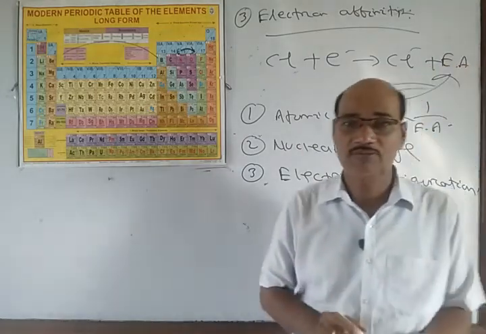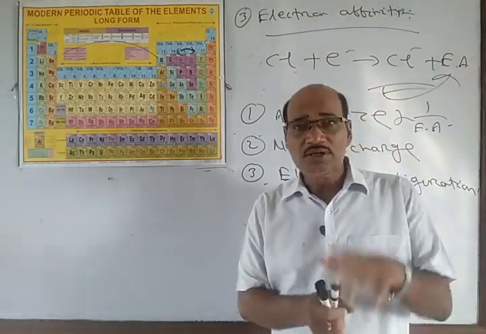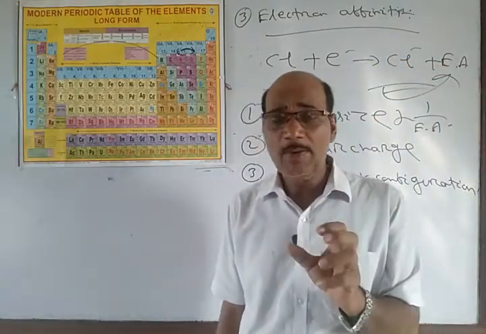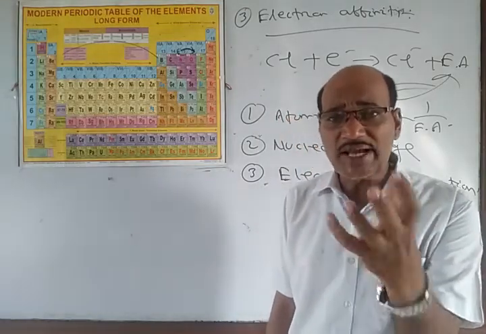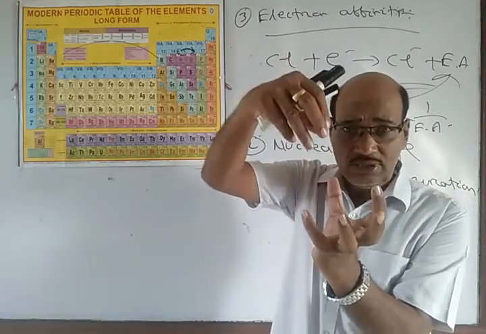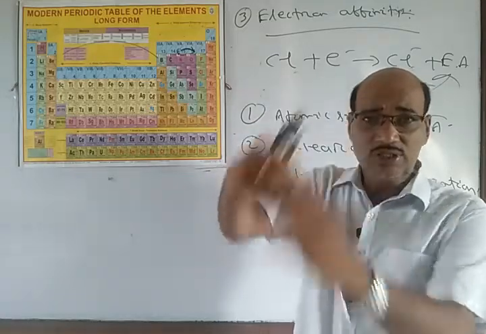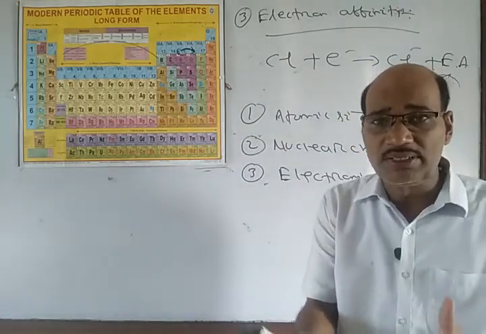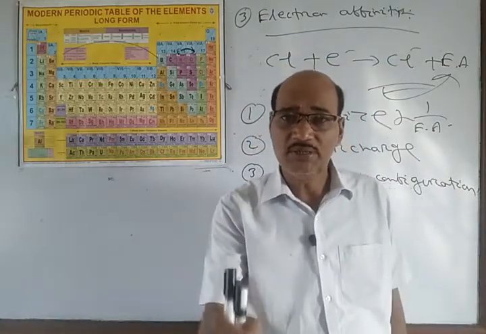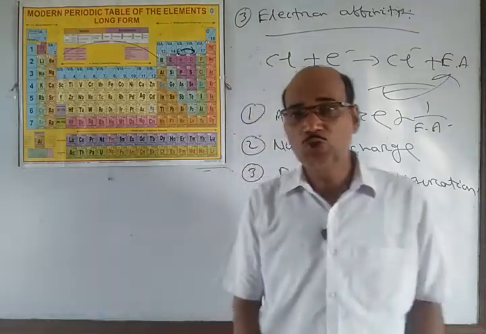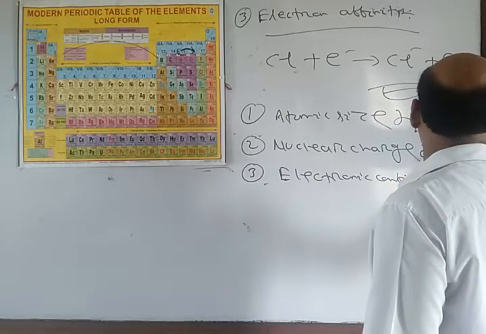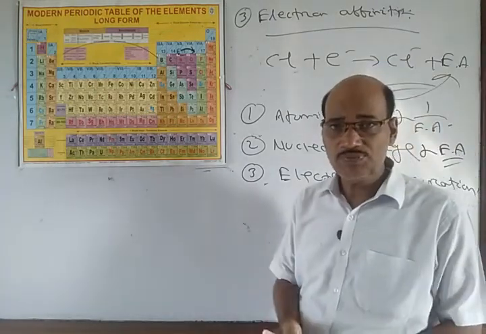Nuclear charge. If the nuclear charge is more, the nucleus will have a greater force of attraction on the valence shell. So as soon as you add an electron, immediately it will take it. That means a much greater amount of energy will be released, so the electron affinity will increase. So, with increasing nuclear charge, the electron affinity what? Increases. Okay.